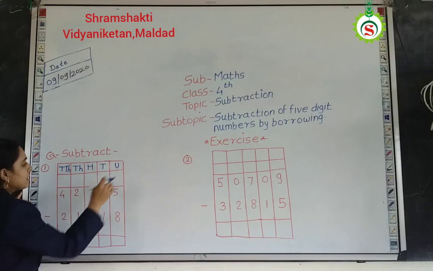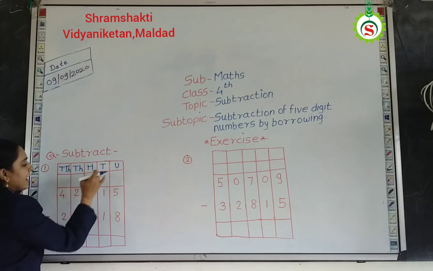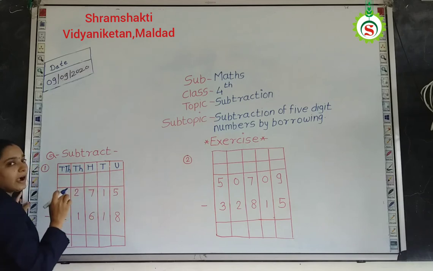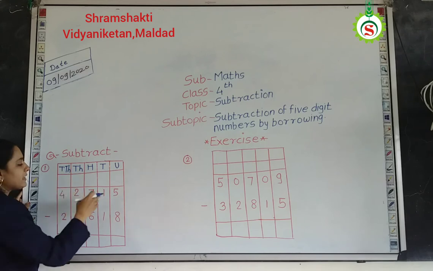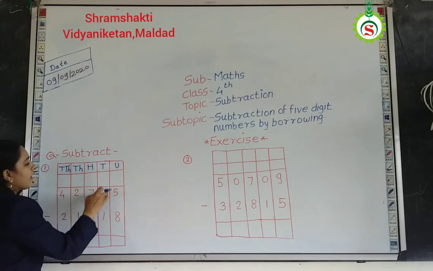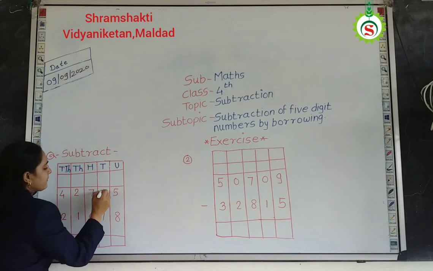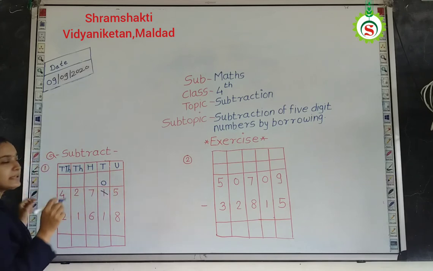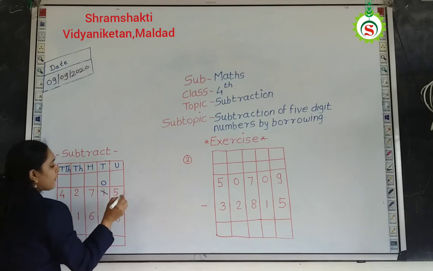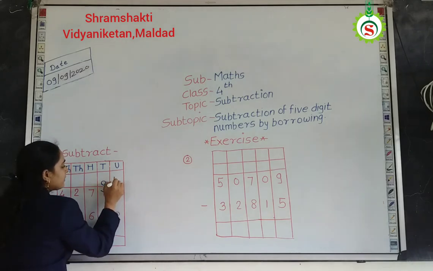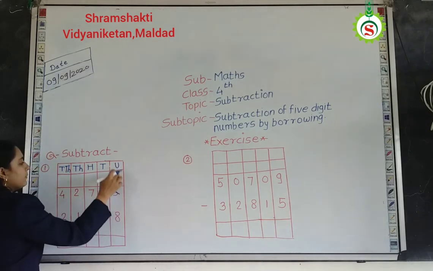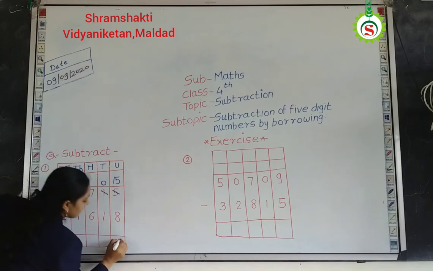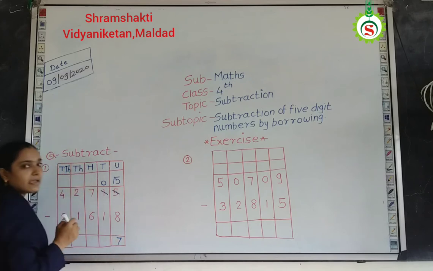See students, see the neighboring place, the tens place. Here one ten is available. Untie one ten, which means push this one ten to the units place. Here 0 remains, and one ten means 10 units plus 5 units, we get 15 units. 15 units minus 8 units, how much? 7 units. Write down 7.